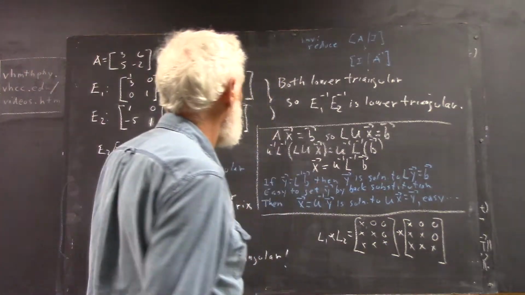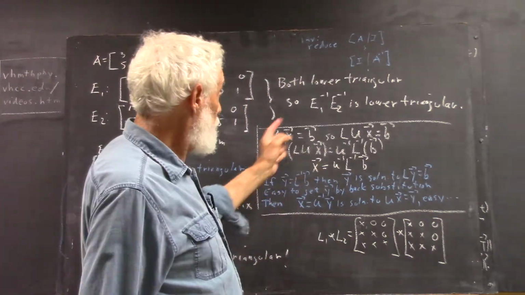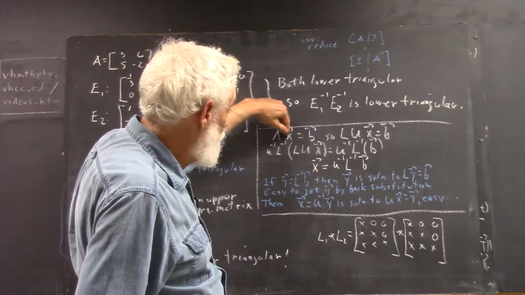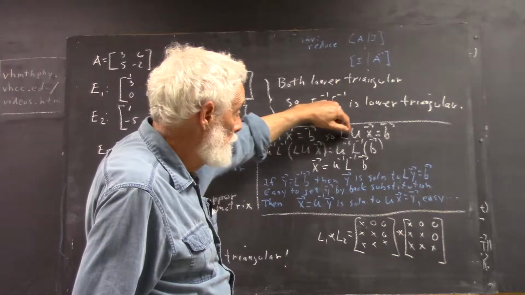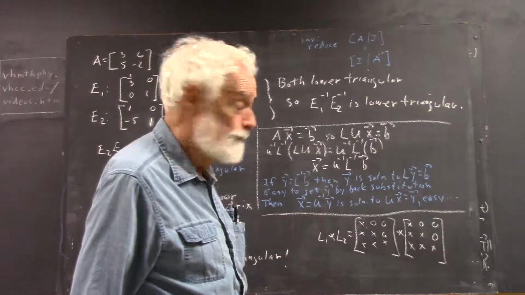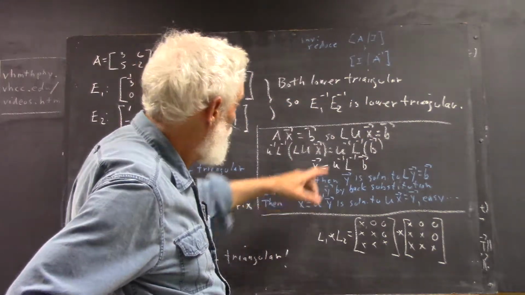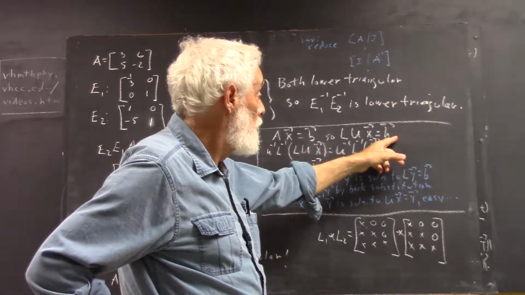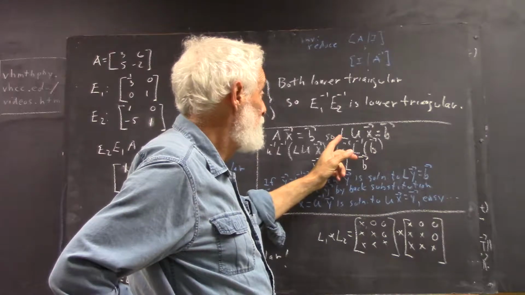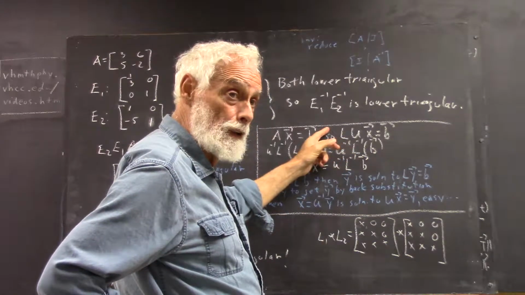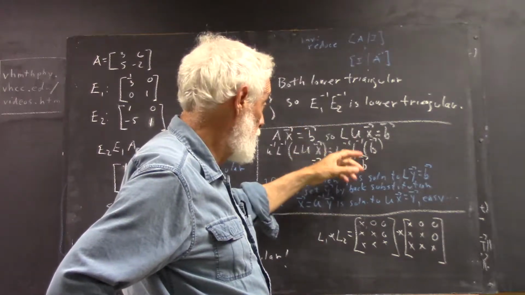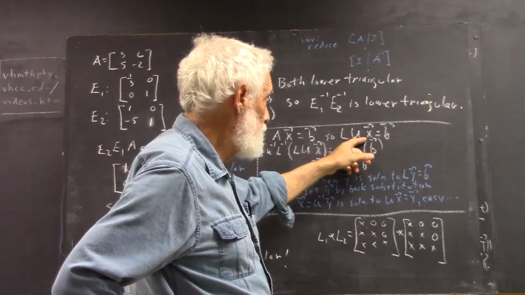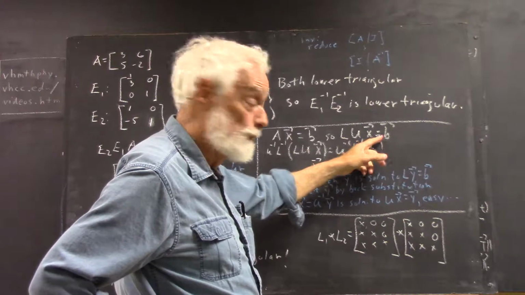Okay, now, if we've got the LU decomposition of A, we can write the matrix equation AX equals B as LU times X equals B. Okay? Now, to solve that equation, we could start by multiplying by L inverse. L inverse times L would give us the identity, and the identity times U is just U. So we'd have UX equals L inverse times B, wouldn't we?